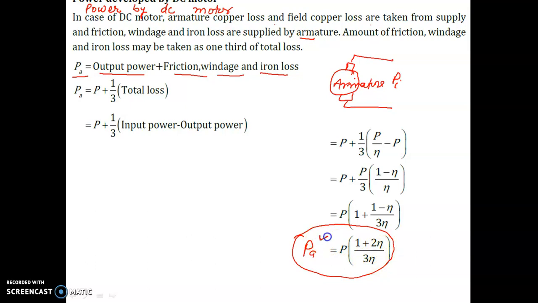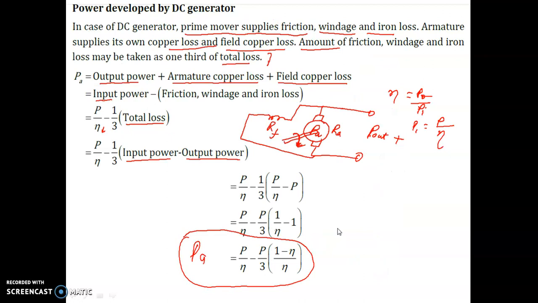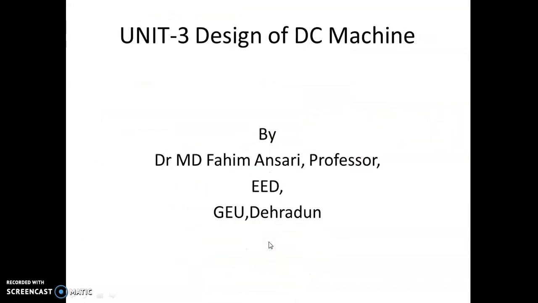So this is the relation for DC motor output power, and another relation we have already taken. This is the relation for generator average output power.